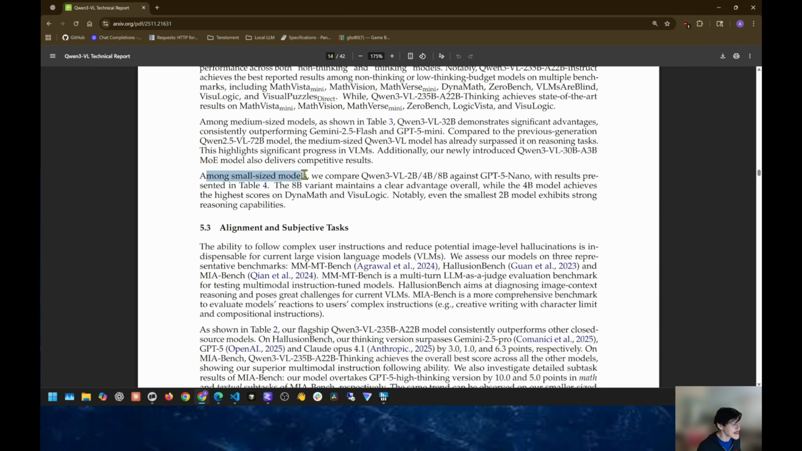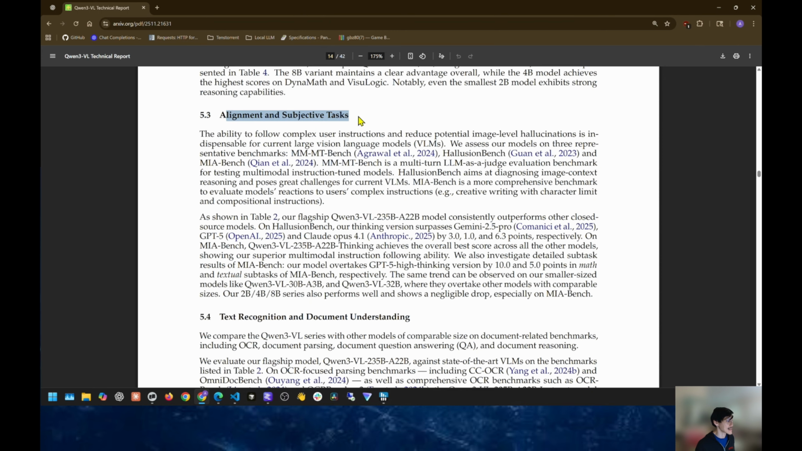Among small-sized models, we compare Qwen3-VL 2B, 4B, and 8B against GPT-5 Nano, with results presented in Table 4. The 8B variant maintains a clear advantage overall, while the 4B model achieves the highest scores on DynaMath and VisuLogic. Notably, even the smallest 2B model exhibits strong reasoning capabilities.